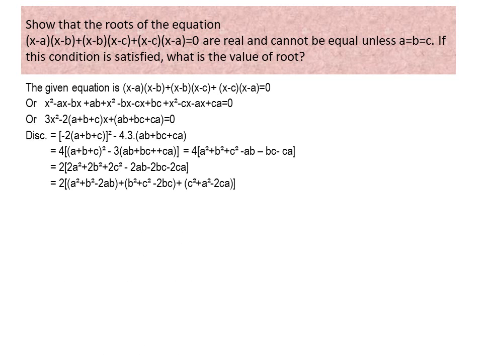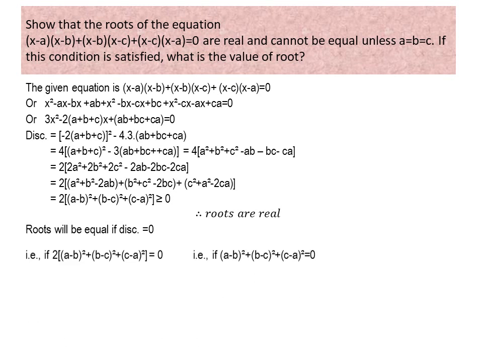Now we have segregated them into 3 brackets: 2 into (a square plus b square minus 2ab) plus (b square plus c square minus 2bc) plus (c square plus a square minus 2ca). This comes out to be 2 into (a minus b) whole square plus (b minus c) whole square plus (c minus a) whole square, which is greater than or equal to 0. From here we get to know that the discriminant is greater than or equal to 0. So the roots are real.